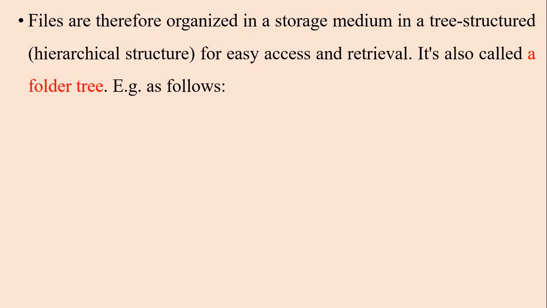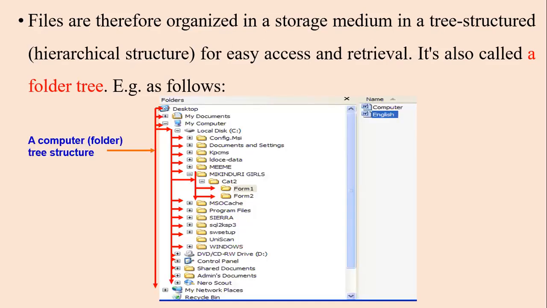Files are therefore organized in a storage medium in a tree structure, or what we call hierarchical structure, for easy access and retrieval. It is also called a folder tree, which can look as follows. This is what I've already demonstrated. You can see we have desktop up there. We have my documents. We have my computer. Then we move on to the storage media, like local disk C. And then we have the folders and subfolders, as you can see. And then we also have files.